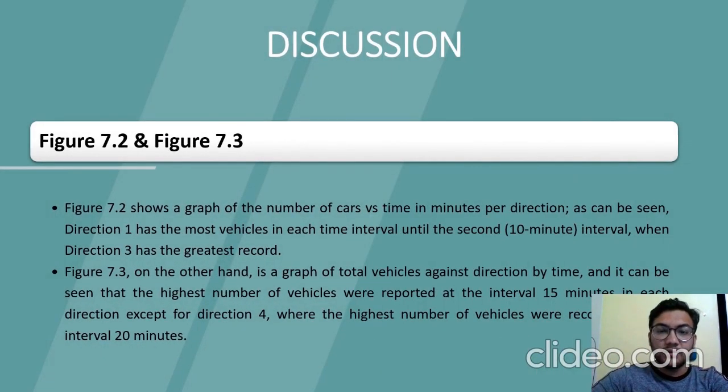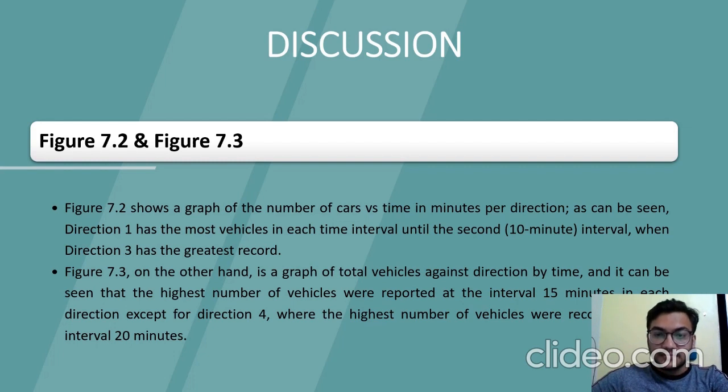Now figure 7.2 and figure 7.3. Figure 7.2 displayed a graph of the quantity of automobiles per direction over time in minutes. As can be observed, direction 1 has the most number of cars until the second interval, at which point direction 3 has the highest record.